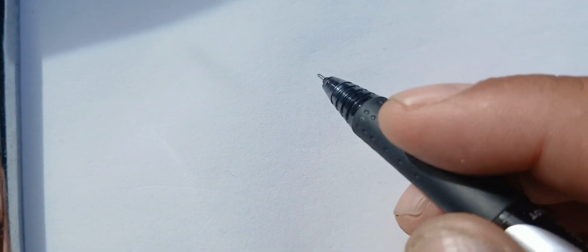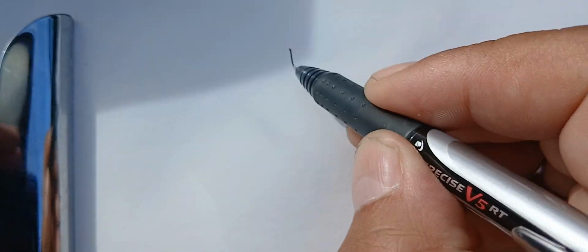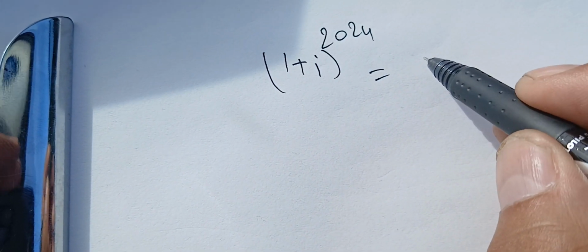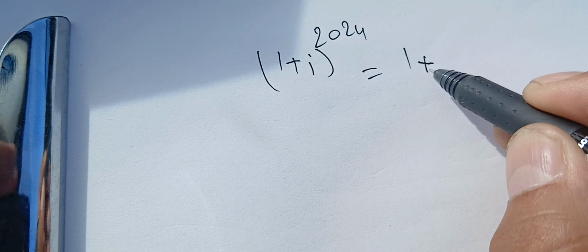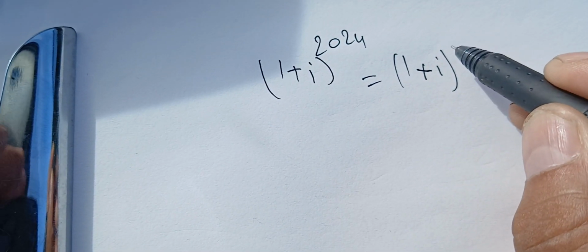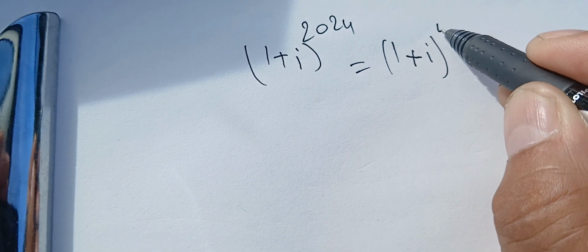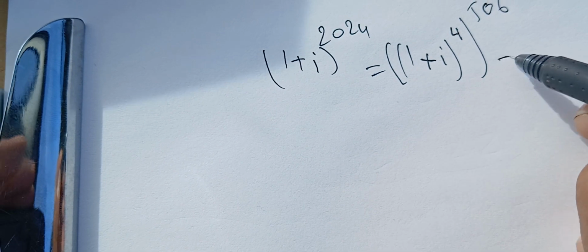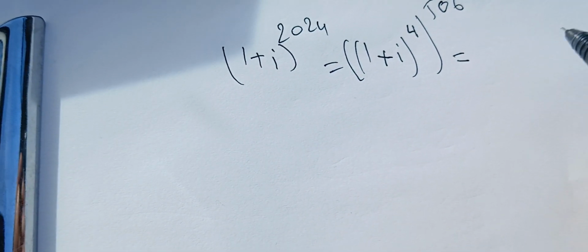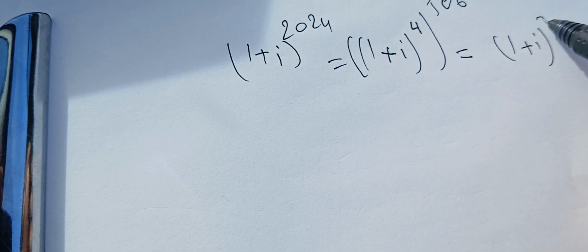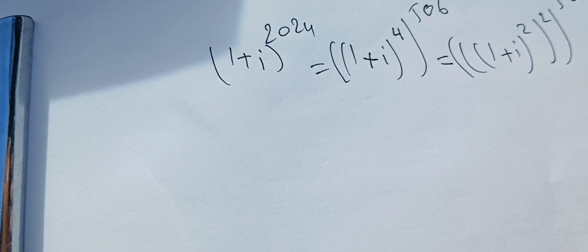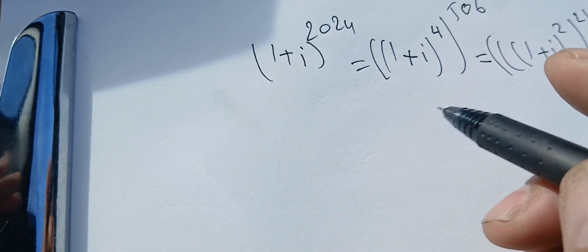Now we do more complex numbers problems and exercises. So first we want to compute (1 + i) to the power 24. Okay, so we're using the exponent. We can write this one as ((1 + i)^4)^506, and after that we can use ((1 + i)^2)^506. Okay, first we compute (1 + i) squared.